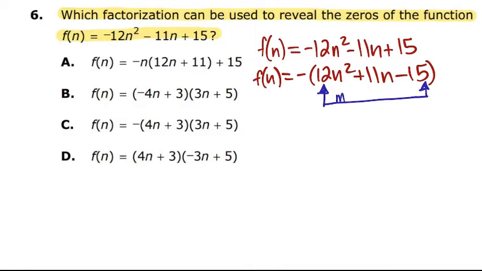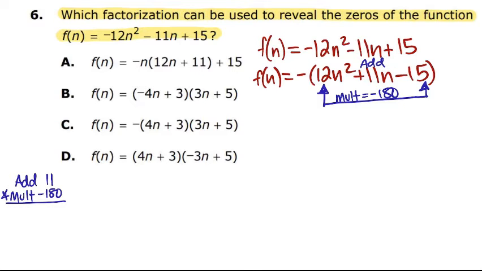Then you always multiply your first term and your last term, so your leading coefficient 12 with -15. If you multiply them, you get -180. You're still looking for two numbers that multiply to -180 but add up to +11. Remember, this is assuming that you know how to factor. This is just a review. So you're looking for two numbers that add up to 11 and multiply to -180.